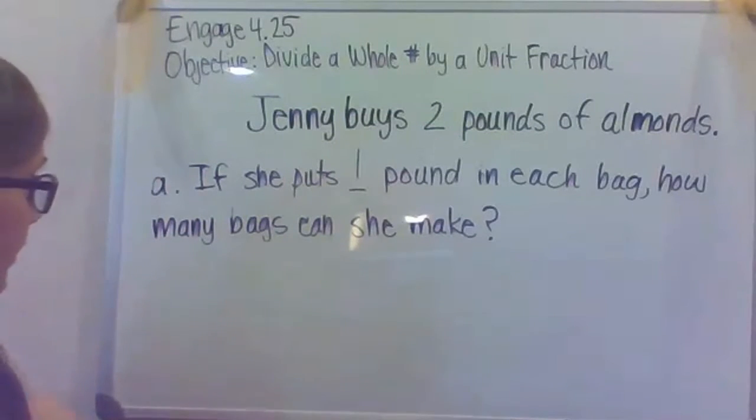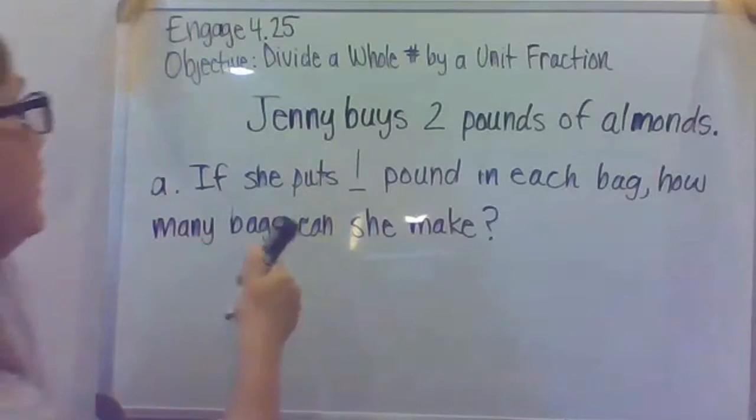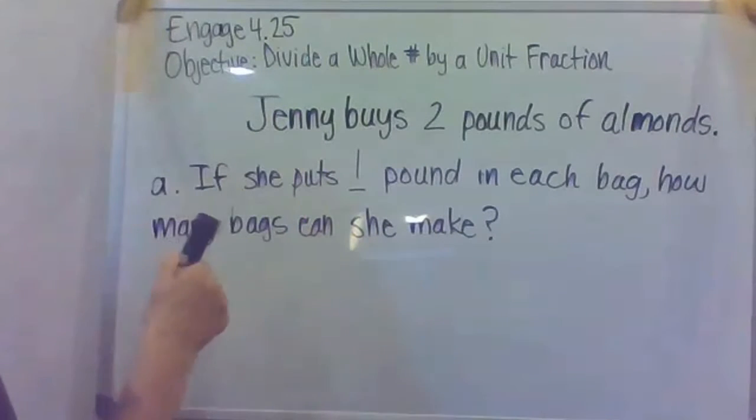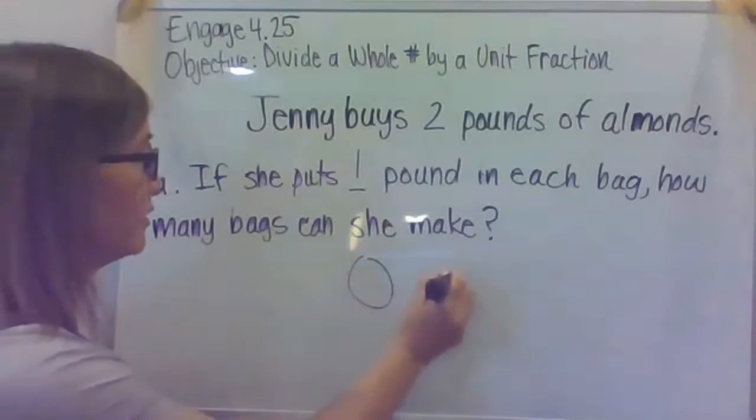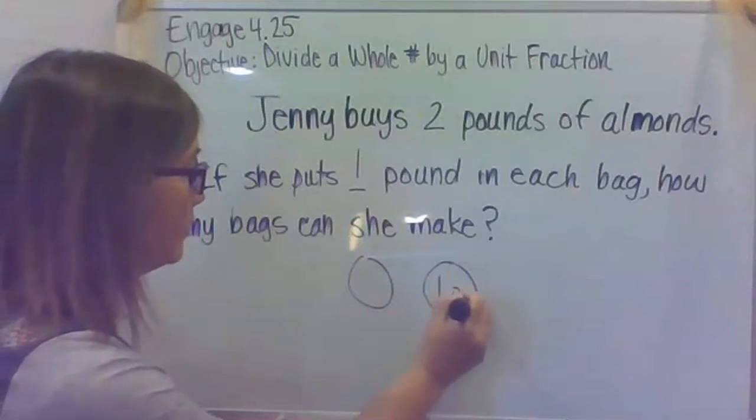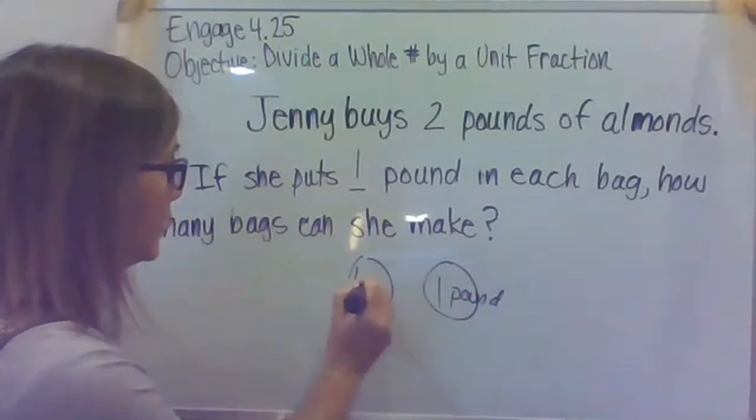So we're going to build our understanding. Let's say that we have Jenny. She buys 2 pounds of almonds. If she puts 1 pound in each bag, how many bags can she make? So think to yourself, she's got this pound and this pound. So 1 pound, 1 pound.